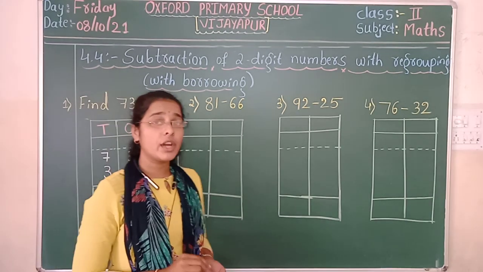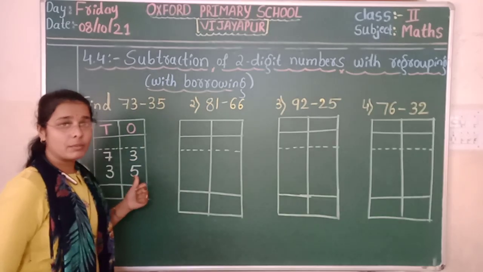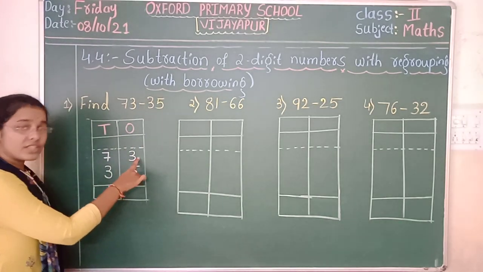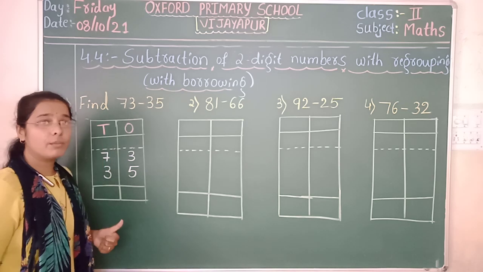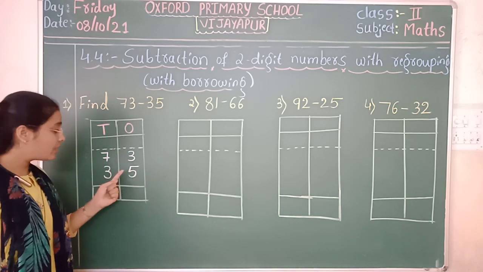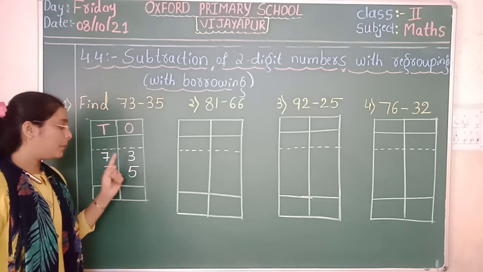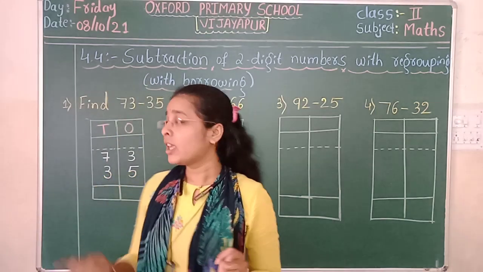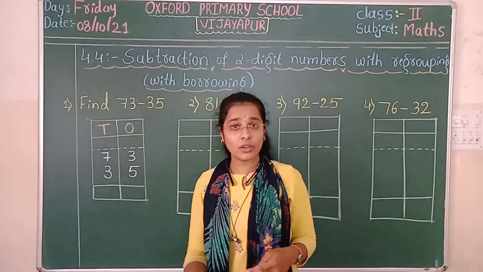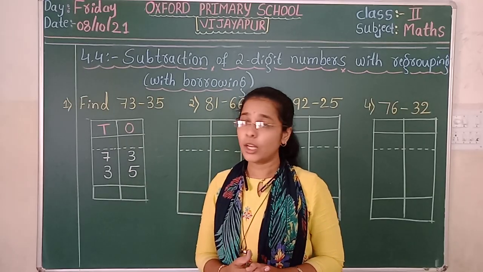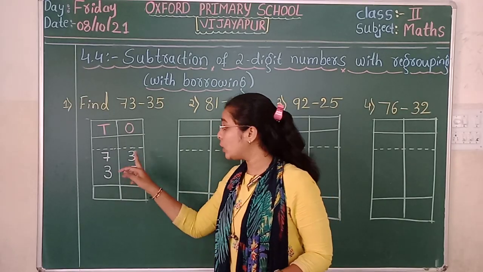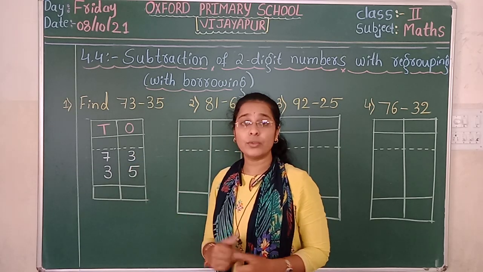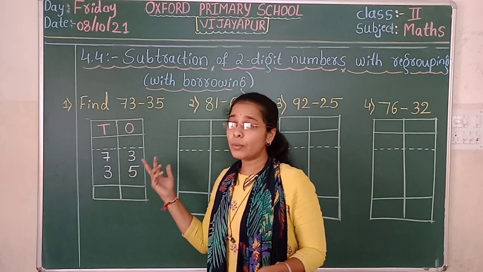Next, what do we have to do, children? We have to subtract these numbers. Here, which is the minimum? 3 is the minimum. Can we subtract 5 from 3? We have only 3. Suppose you have only 3 chocolates with you. Is it possible to give 5 chocolates to anybody? No. Why? Because you have only 3 chocolates. You cannot give 5 to anybody.